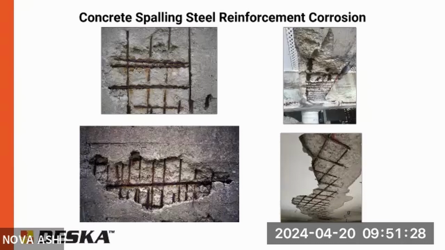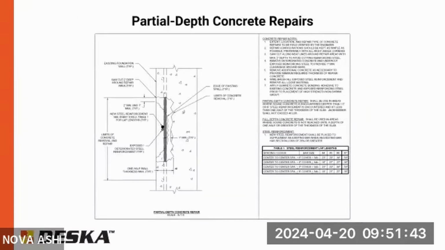And it's not fixed by just parging some cement over it. It's not fixed by caulking. You actually have to cut out the concrete, and depending on the condition of the reinforcement, you actually have to replace some of it. This is just kind of a general detail of what a partial depth concrete repair looks like. You have to essentially saw cut it, chip out some of that concrete, and you have to get behind that steel reinforcement. There's minimum requirements of how much of that new concrete needs to get around that steel reinforcement so it doesn't just flake off like a patch.